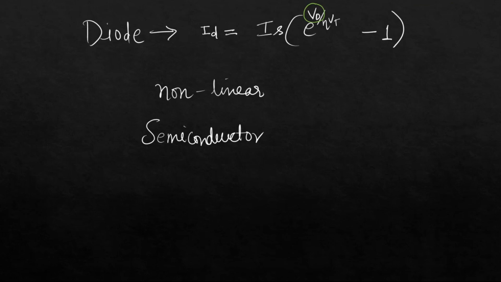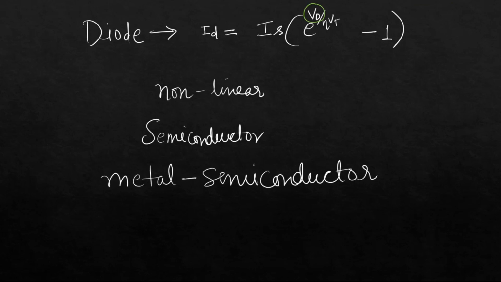And some of the linear devices, even in semiconductors, are the metal-semiconductor junction or an ohmic contact. Actually, when we combine a metal and a semiconductor, two kinds of contacts can be there: an ohmic contact as well as a Schottky junction. So an ohmic contact is a linear junction, and a Schottky is non-linear.